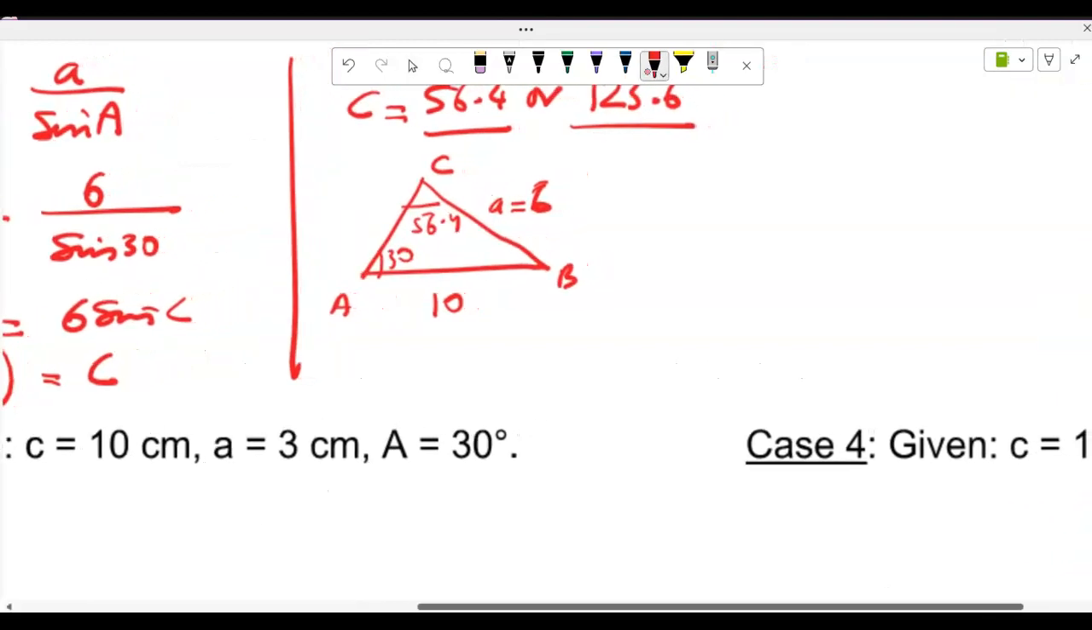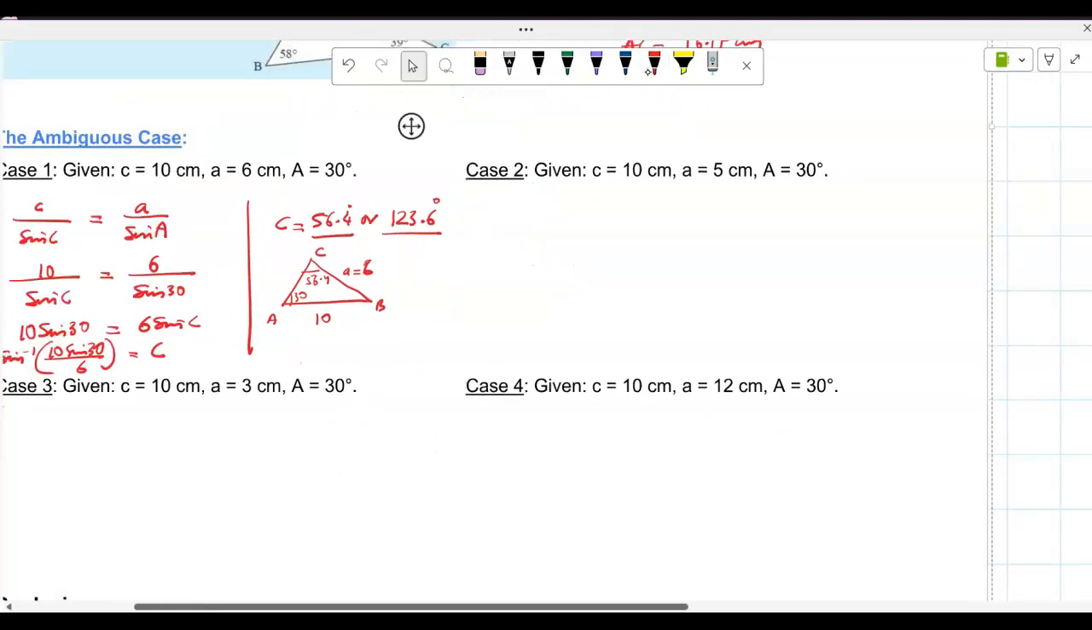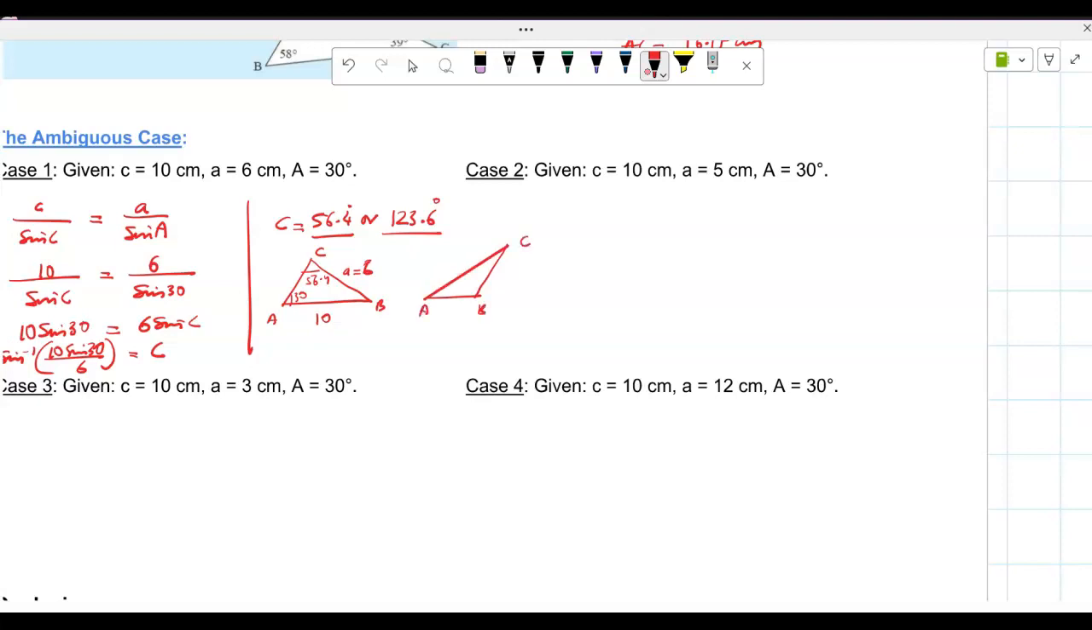And then the other case, what will you take? B being an obtuse angle. You have to draw B as obtuse. So A, B, C. This is 30. This is 123.6. This is 10. And this is 6. And then you can get this. So again, you can use the sine rule and get that.